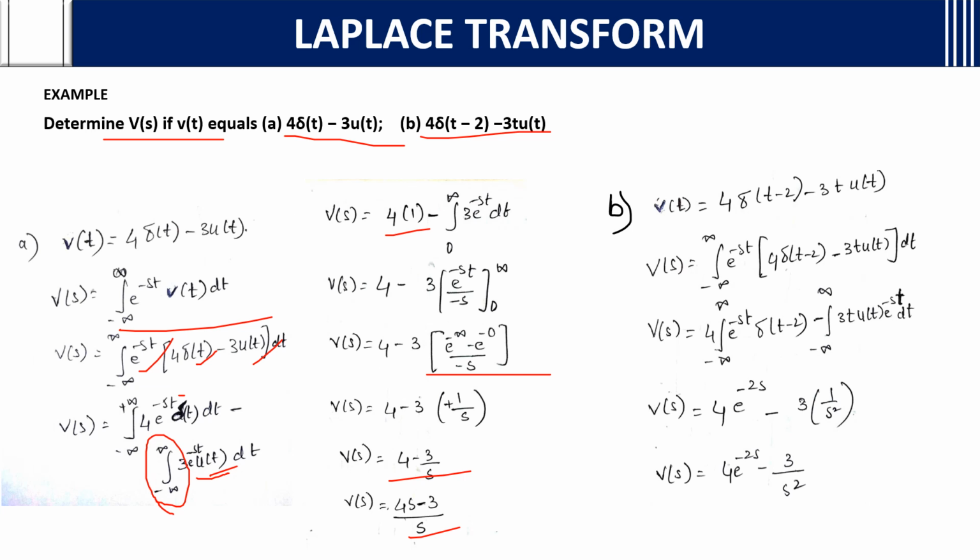Minus 3 into, if you see this, it is in the form of t into u of t e power minus st. So the formula for t into e power minus st is 1 by s power n plus 1, so 1 by s square. Okay, t power n e power minus st is nothing but n factorial by s power n plus 1. So we will write 3 into 1 by s square.